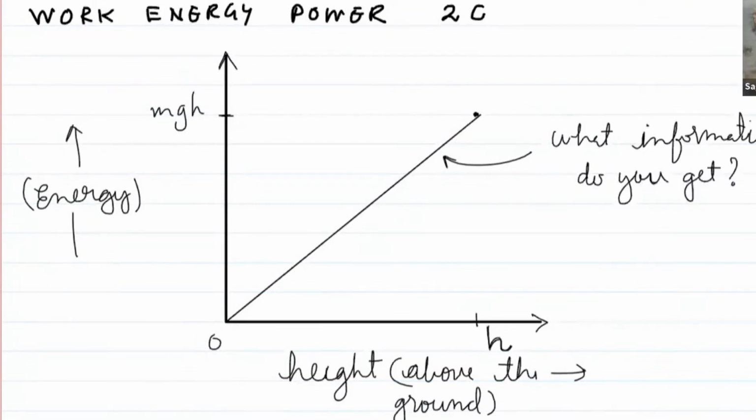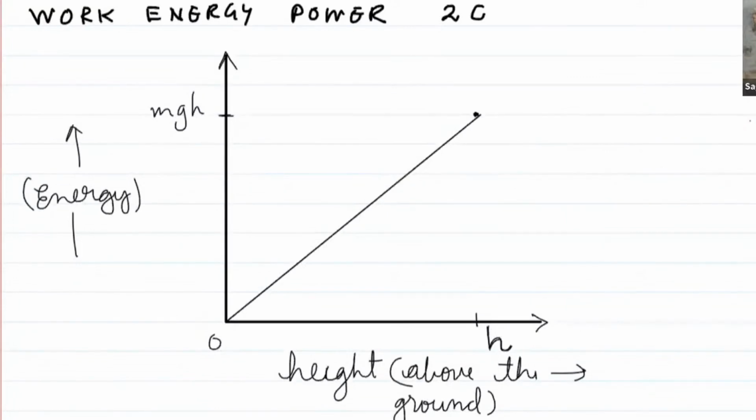So what happens over here is, as you move from left to right, the height is increasing, and so is the energy, and that is what you see along this line. As the height increases, the energy is also increasing. Very good. So now you know what the line is representing.